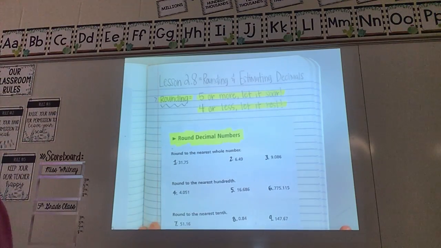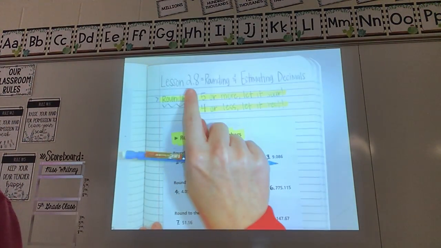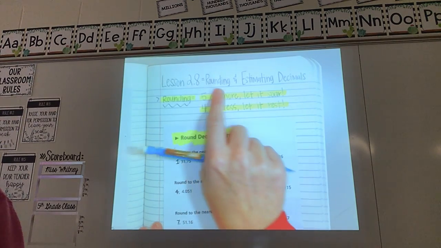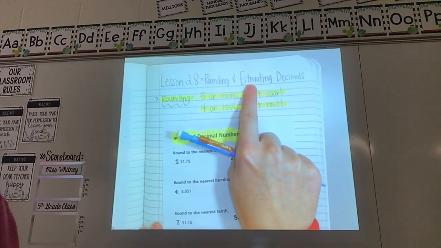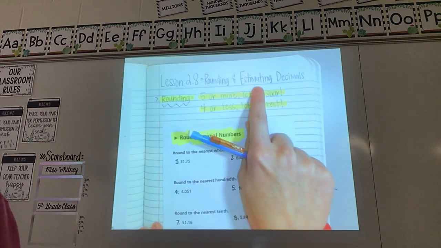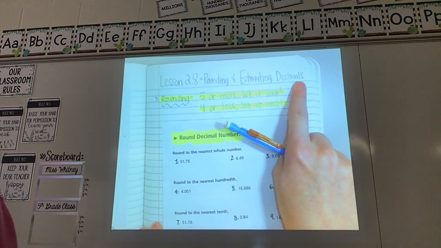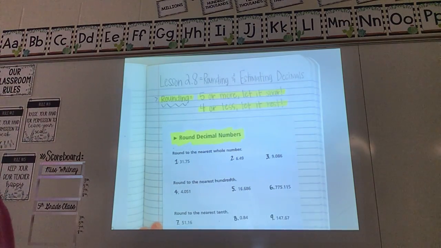Hi, fifth graders. Today's math lesson was lesson 2.8, and we are working on rounding and estimating decimals. So rounding and estimating are the same thing. We just round in order to estimate, and today we're working with decimals. We already know how to round. That is something that you have learned before, but we will review it just a little bit.